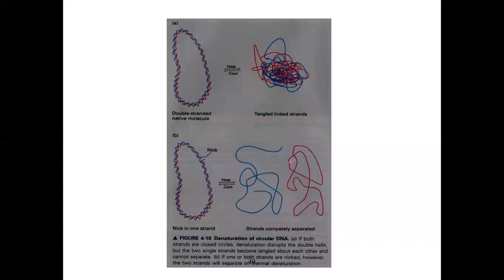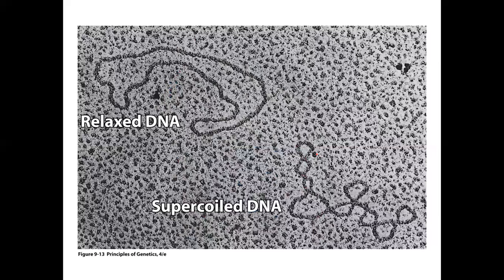For example, this is the double stranded native molecule. When we heat this molecule, the double helix will be broken down into the two strands. If you create a nick, these two strands can be separated from one another. And this is the electron micrograph of the relaxed and the supercoiled DNA. Here you can see that the DNA is present in the supercoiled form, so the tertiary structure of the DNA is possible.